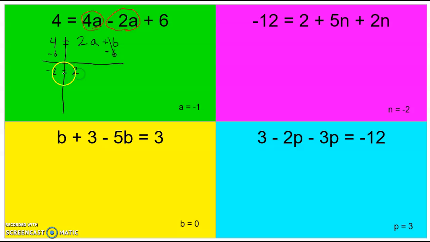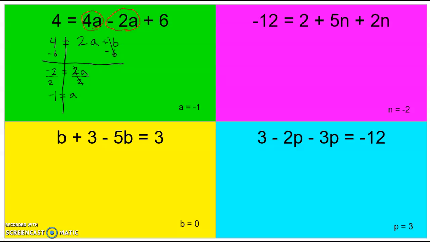So we have negative 2 is equal to 2a, or 2 times a. What is the opposite of multiplication? Division. So we're dividing by 2, and that cancels out. Whatever we do to one side, we do the same to the other side. So negative 2 divided by 2 is equal to negative 1. It's equal to a.